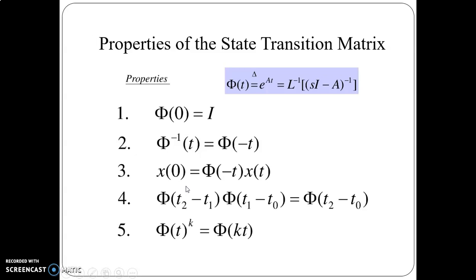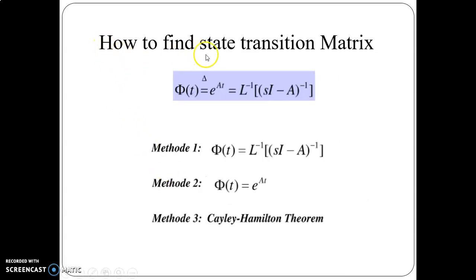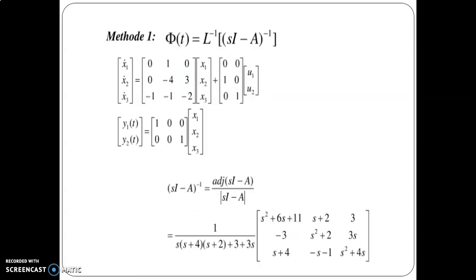This is an important topic, because in the theory paper they ask you to explain the state transition matrix or list the state transition matrix properties. Then how do you find the state transition matrix? Phi of t equals e raised to A t, which equals Laplace inverse of (SI minus A) whole inverse. This is the Laplace method. The second method uses e raised to A t directly. The third method is the Cayley-Hamilton theorem, in which you find the STM using eigenvalues and eigenvectors.